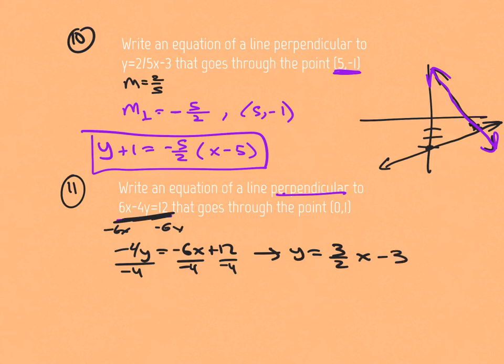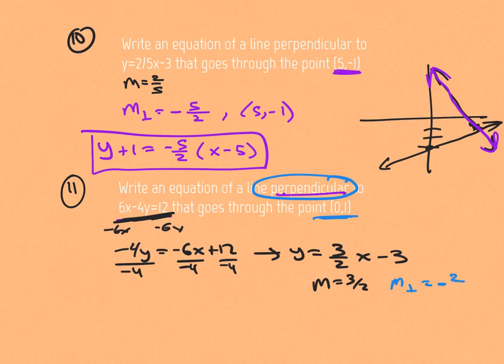Okay. So, remember, I'm trying to be perpendicular, and that goes through the point 0, 1. So now I know my original slope. My original slope is 3 halves. m equals 3 halves. So I need my m perpendicular. My perpendicular slope, think about it for a second. Answer it yourself. It's opposite, so negative. Reciprocal, 2/3. So the slope and the point for my answer are negative 2/3 and the point 0, 1, which is, woohoo, a y-intercept.